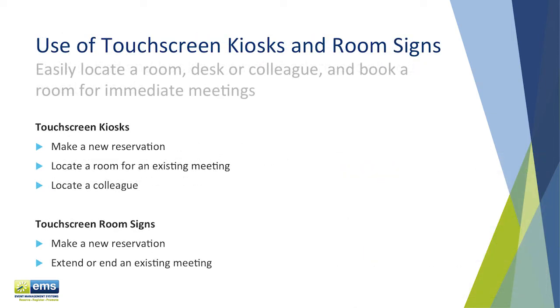Now we're going to take a look at how EMS utilizes touchscreen kiosks and room signs so that you can easily locate a room, desk, or a colleague and book a room for immediate meetings. Using the touchscreen kiosks, you can make a new reservation, you can locate a room for an existing meeting, or you can locate a colleague. Using the touchscreen room sign, you can make new reservations and extend or end an existing meeting, which allows you to make it available for other people to use. Let's take a look.